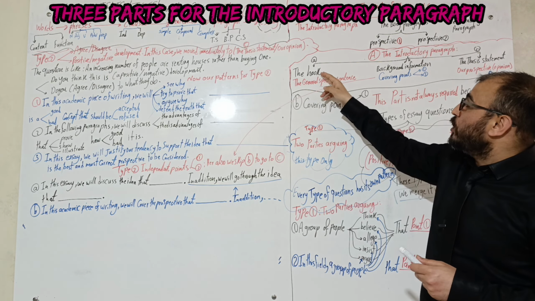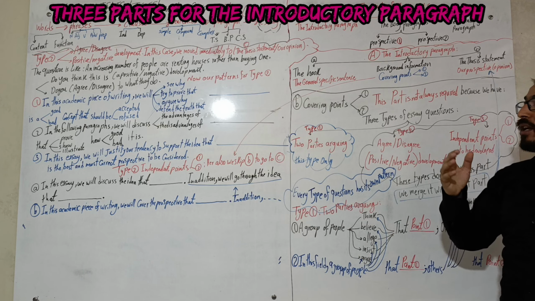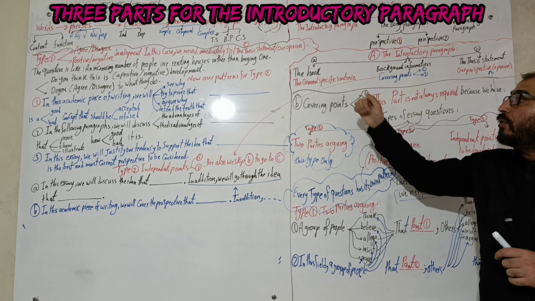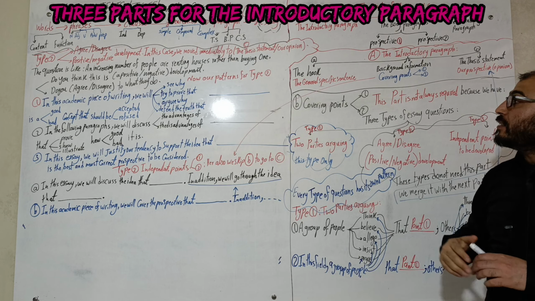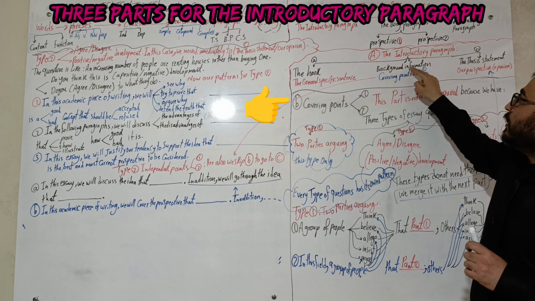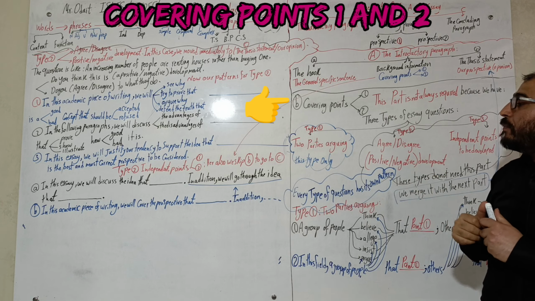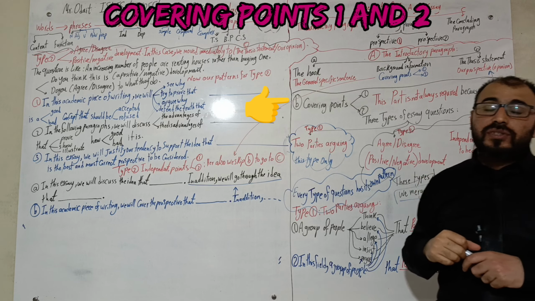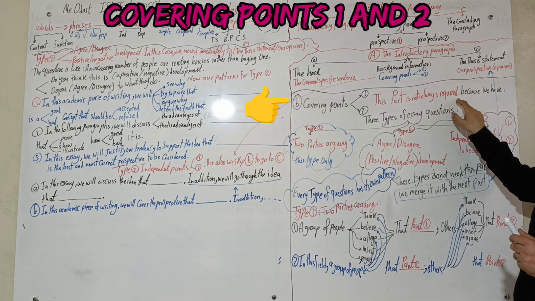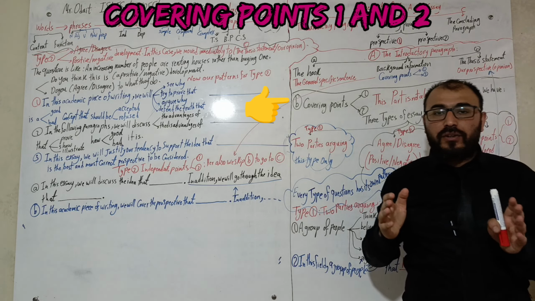Here, we talked about the hook, and we said that it is the most general sentence, the first sentence, and we talked about the properties and features of a good hook or a good general specific sentence. Today, we are going to start talking about the second part, background information or covering points 1 and 2. And I prefer to tell you that this part is not always required when we write the introductory paragraph, for one main reason.